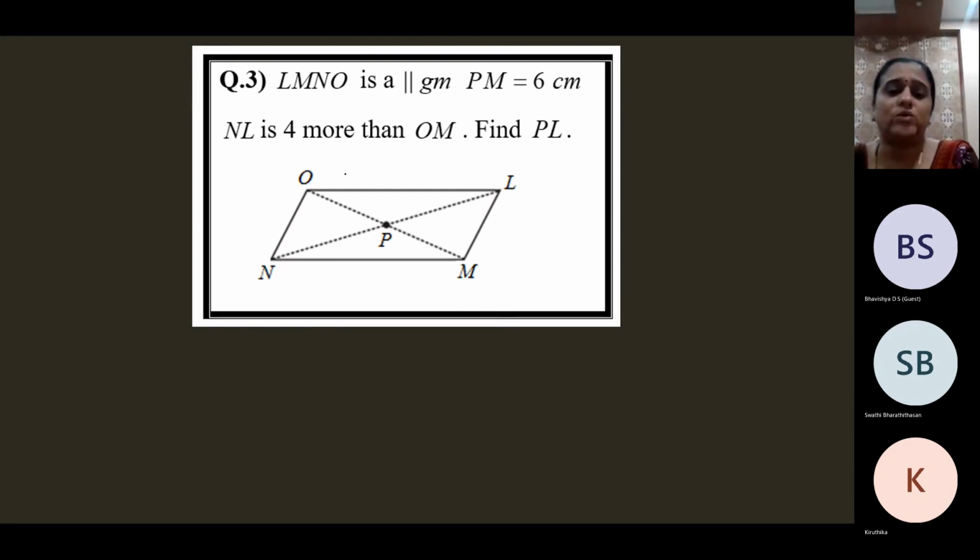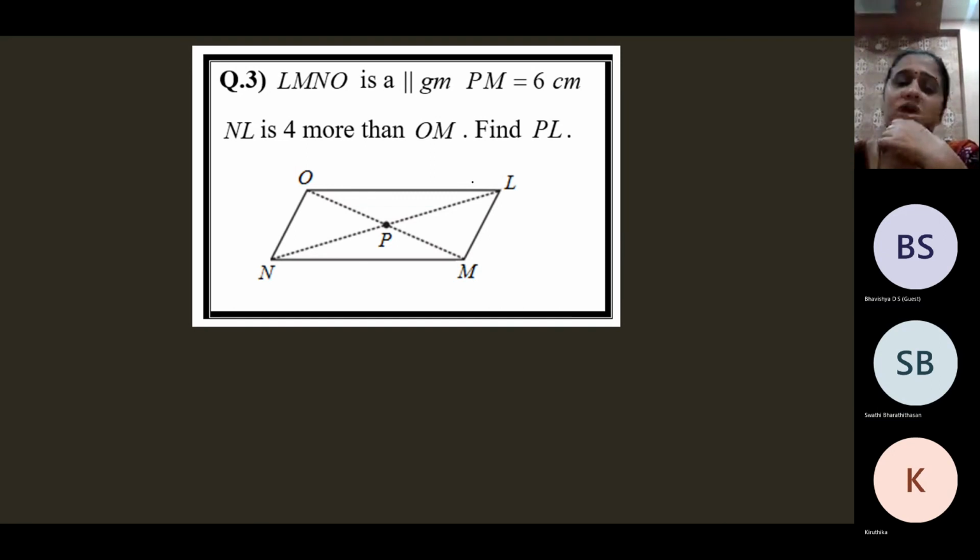So here we use the property that in a parallelogram, the diagonals bisect each other. The diagonals are not equal. The diagonals bisect each other. We have already written these properties, right, children?